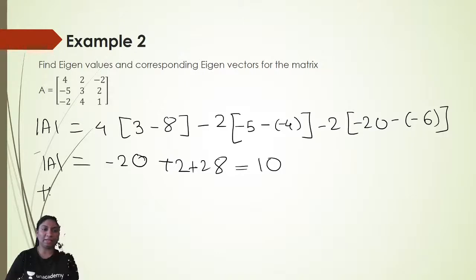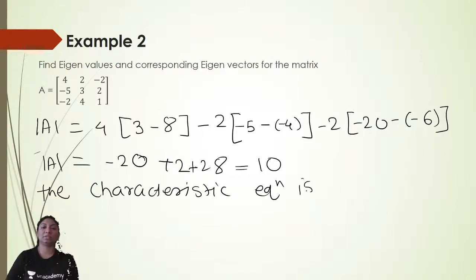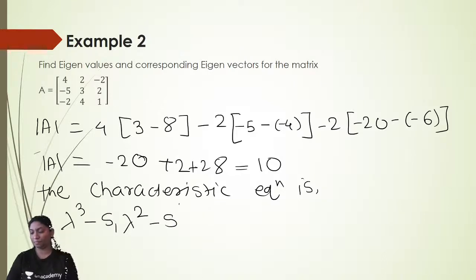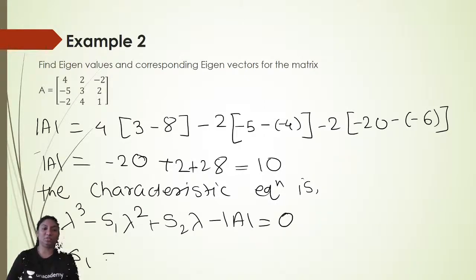If the determinant of A is equal to 10, then calculate the characteristic equation, which is lambda cube minus s1 lambda square plus s2 lambda minus determinant of A is equal to 0. Now we will calculate s1. So what is our s1? The determinant of A we already calculated.